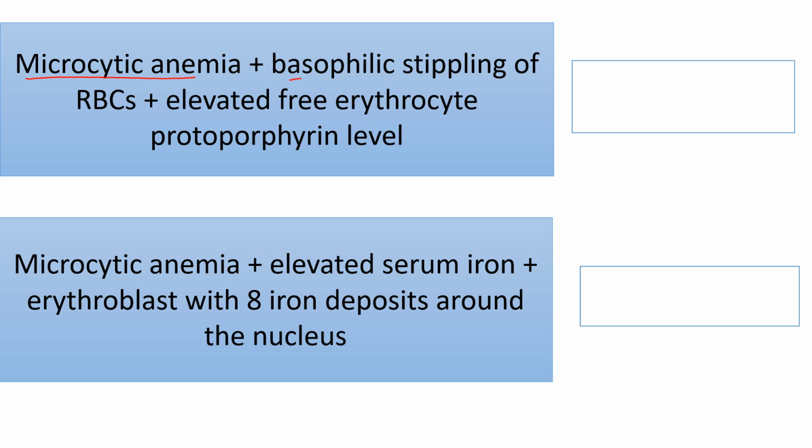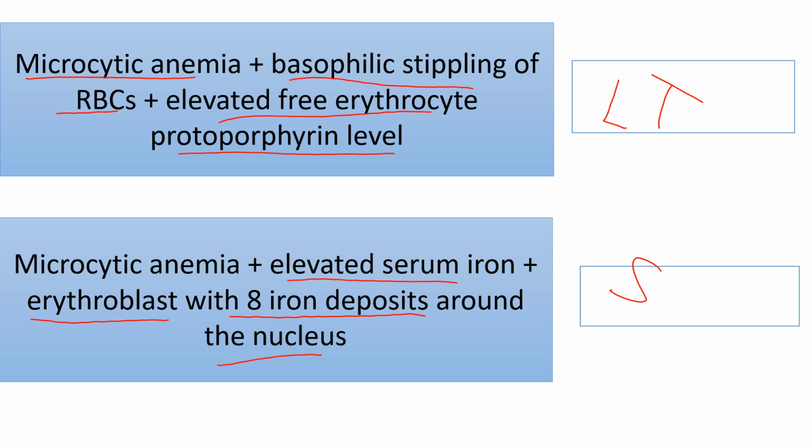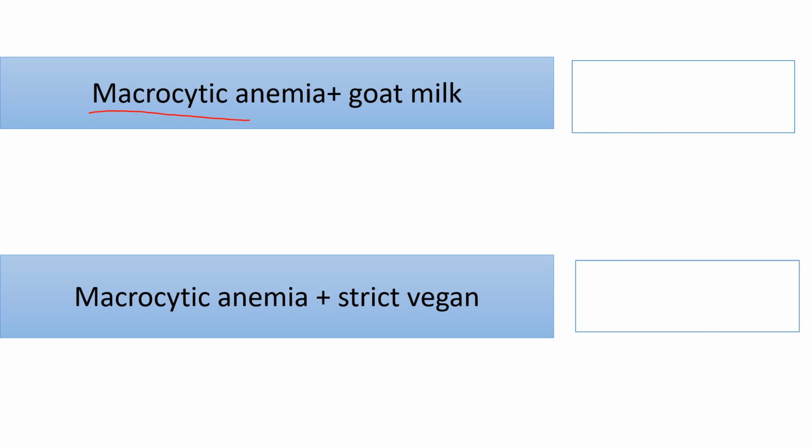Microcytic anemia plus basophilic stippling of red blood cells plus elevated free erythrocyte protoporphyrin level: this is lead toxicity. Microcytic anemia plus elevated serum iron plus erythroblasts with iron deposits around the nucleus: this is sideroblastic anemia. Macrocytic anemia plus goat milk: folic acid deficiency. Macrocytic anemia plus strict vegan: B12 deficiency.